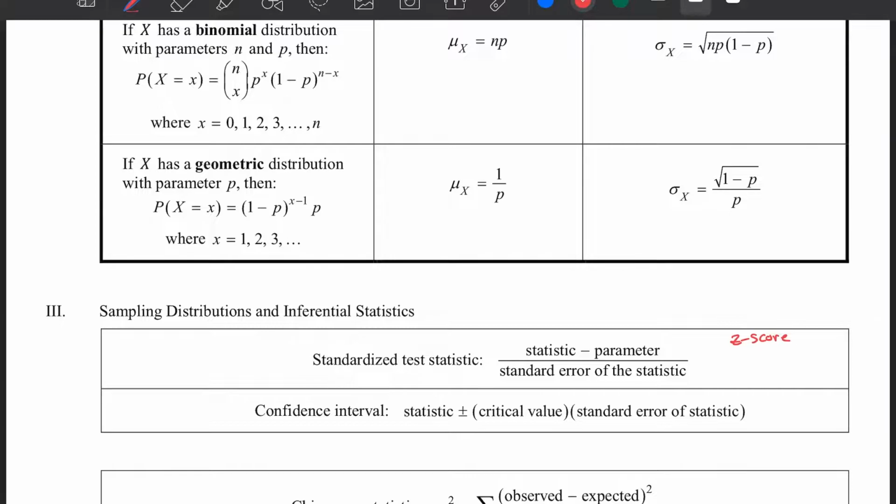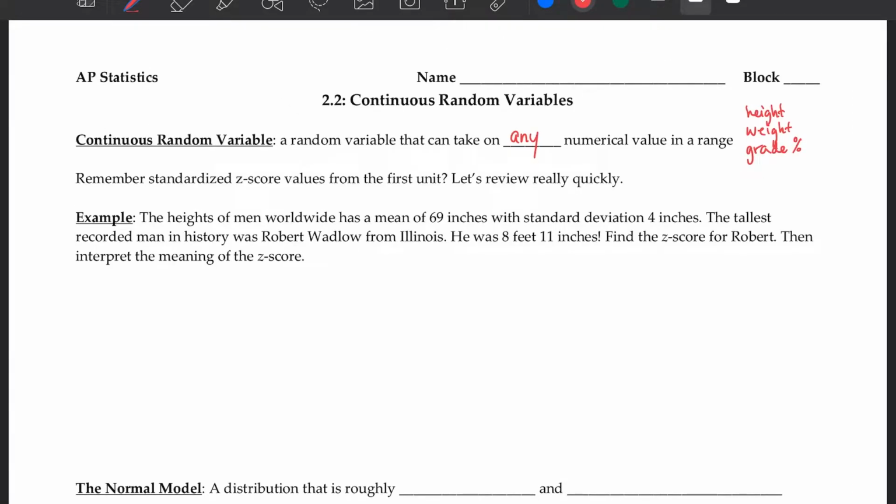An example of a standardized test statistic, that's a tongue twister, is a z-score. There are other things we'll learn about in the future that are also denoted with a lot of letters. But that's the idea, is that you take your statistic or observation, you subtract the parameter, what you believe about the population to be the center, and divide it by the standard error, standard deviation in our case, of that particular statistic. So the language is a little bit different here, but that's the idea. Observation minus mean all over standard deviation.